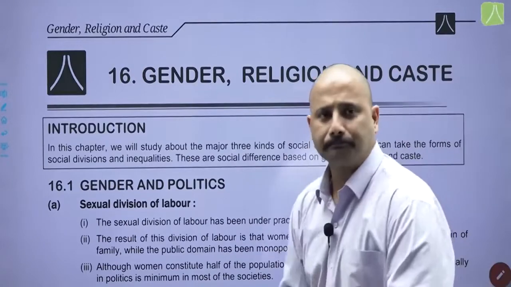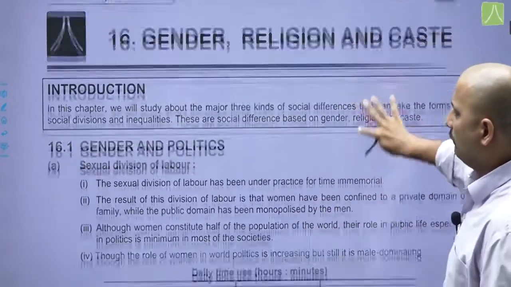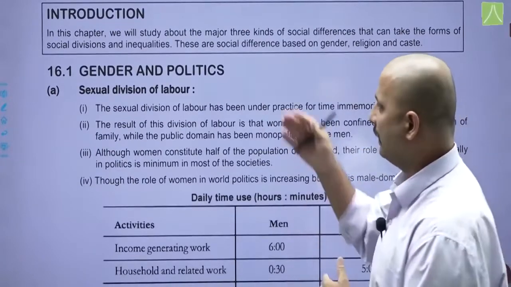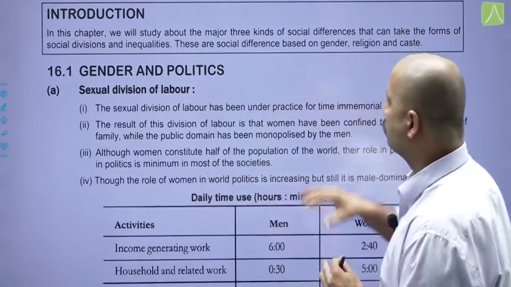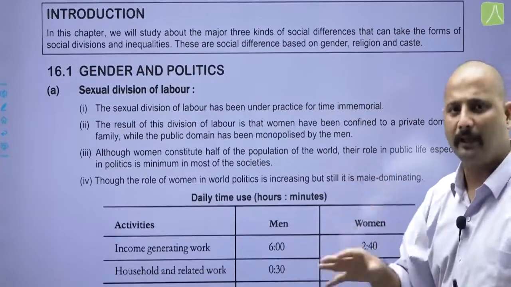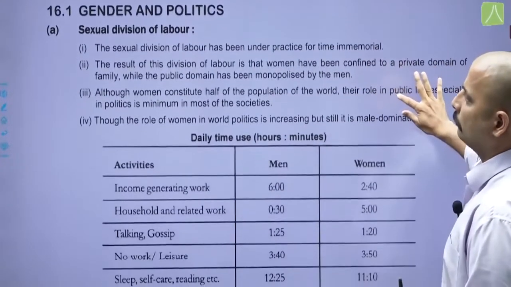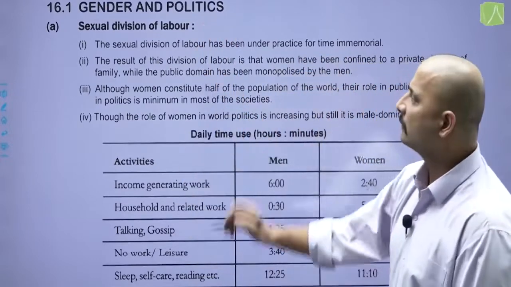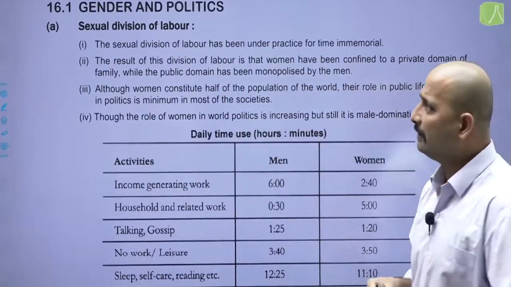So let us start. We will study the three major kinds of social differences that can take the form of social divisions and inequalities in society. These are social differences based on gender, religion and caste. Now the first one we will start with is gender and politics.